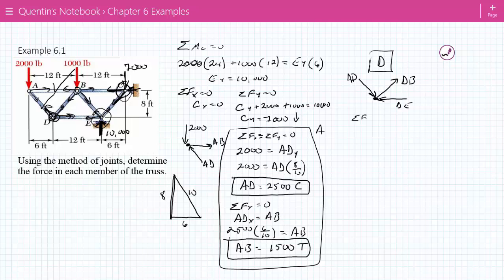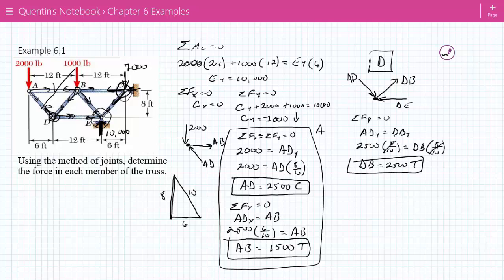Okay, so let's take the sum of the forces in which direction. Well, DB and DE both have X components, whereas DB is the only one that has Y components. So I can start with Y, make my life a little easier. So the force in Y is equal to 0. So I can have AD in the Y is equal to DB in the Y. AD is 2,500. 2,500 times the Y component, 8/10, is equal to DB. And what is the Y component? Well, it's the same triangle, so it's going to equal 8/10. So that obviously just cancels. And so therefore, DB is equal to 2,500. And tension or compression, well, it's pulling away from it, so that is in tension.